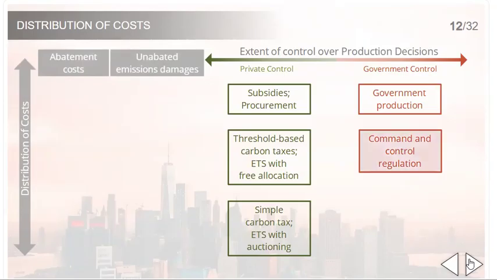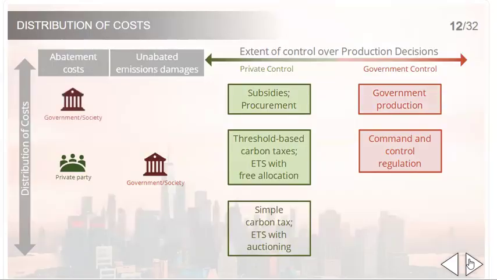Starting in the middle of the figure, command and control instruments and ETSs with freely allocated emission allowances require the targeted parties to pay for emission abatement. However, they do not hold them responsible for the unabated emissions. By contrast, under subsidies and government production, society or its government pays for the abatement and bears the social cost of the unabated emissions. At the other end of the spectrum, under an arrangement such as a carbon tax, parties pay not only for the reduction of their emissions, but also for the emissions they fail to abate.